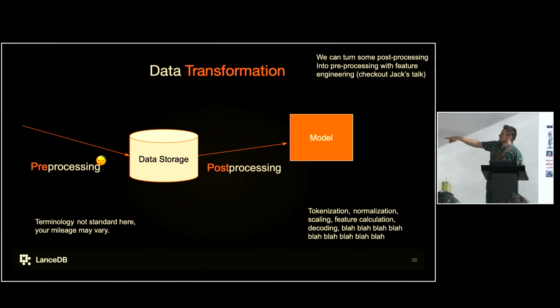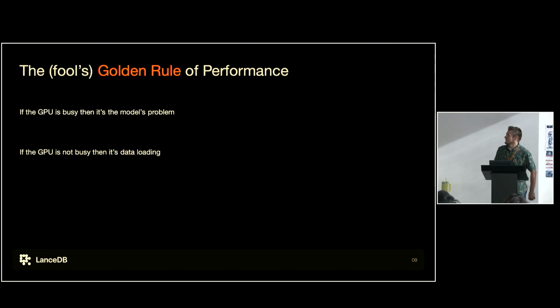Terminology is not standard. I've heard some people call it pre-processing, post-processing. I've heard online and offline processing. There's probably other ways to talk about it as well. Tomorrow, I believe, Jack, also from LanceDB, is going to be talking about feature engineering. So check that out. It's one way that you can take some of this post-processing work, which can sometimes become your bottleneck, and shove it into pre-processing, which is like, instead of calculating your features on the fly, calculate them and store them.